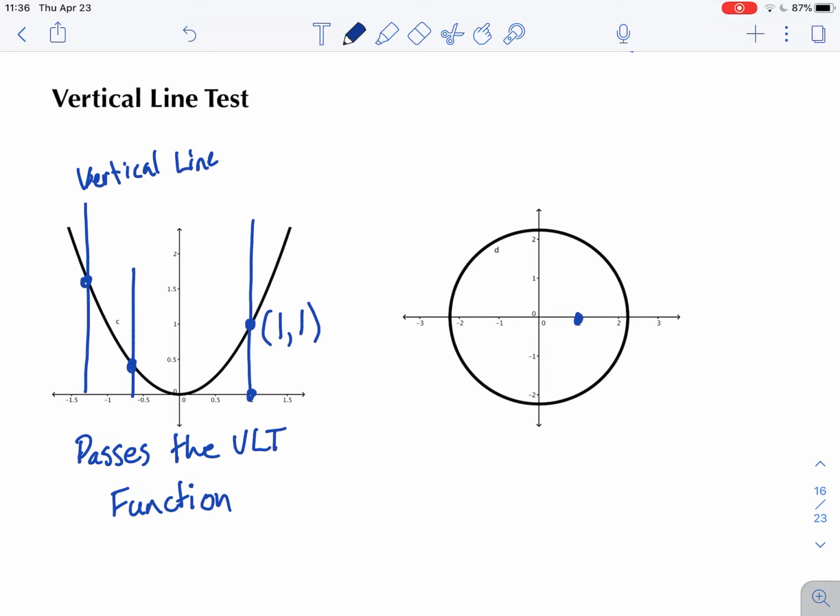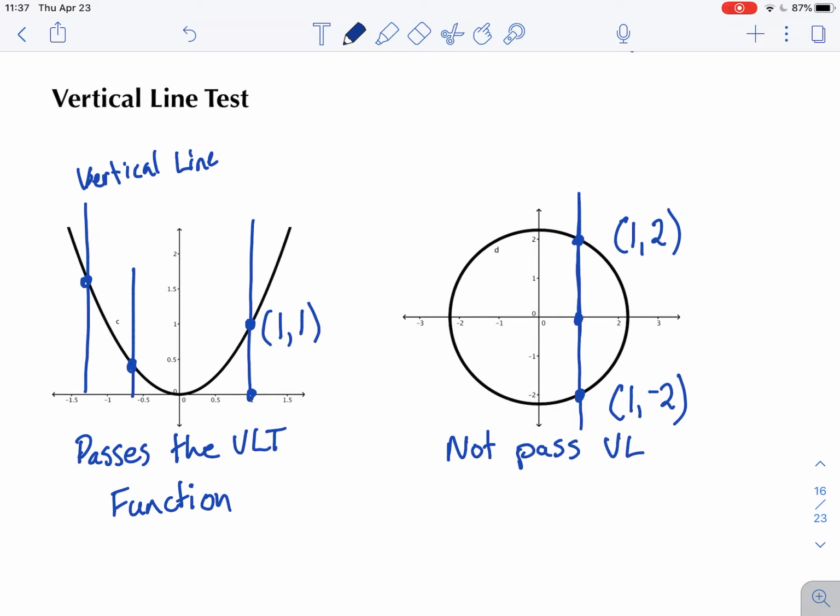Does our second graph pass the vertical line test? Well, let's look here. At 1, our domain value is right here. It's 1. Now let's draw a straight up and down vertical line. Passes it once, passes it twice. Our domain value of 1 has the range value of 2. But our domain value of 1 also has the range value of -2. This graph does not pass the vertical line test.